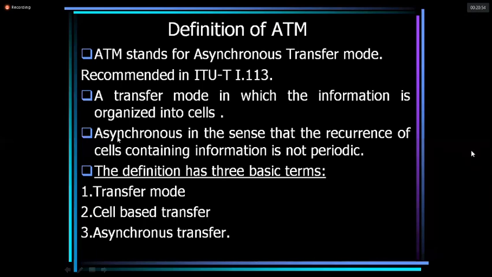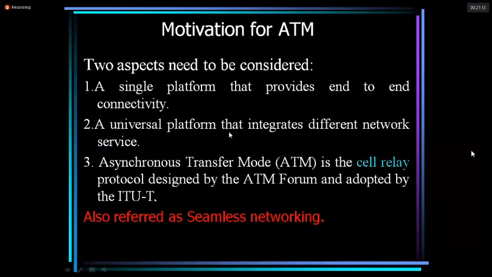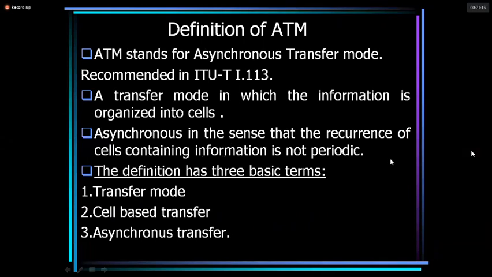Now, why do I call it asynchronous? Asynchronous here refers to the occurrence of the cells containing information not being periodic. When I'm at the physical layer, I'll be discussing why we call it asynchronous. The name itself is telling you it is an asynchronous transfer mode. However you send the information, it is not periodic in nature. So basically it uses time division multiplexing, but it uses an asynchronous time division multiplexing. That is the concept, right?